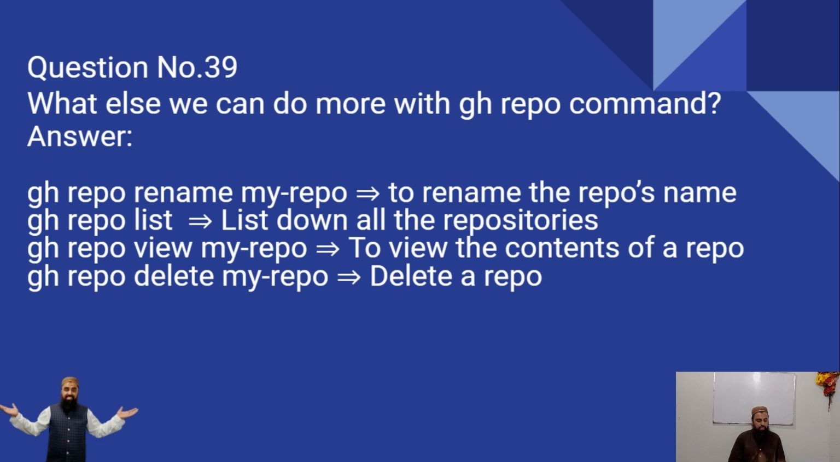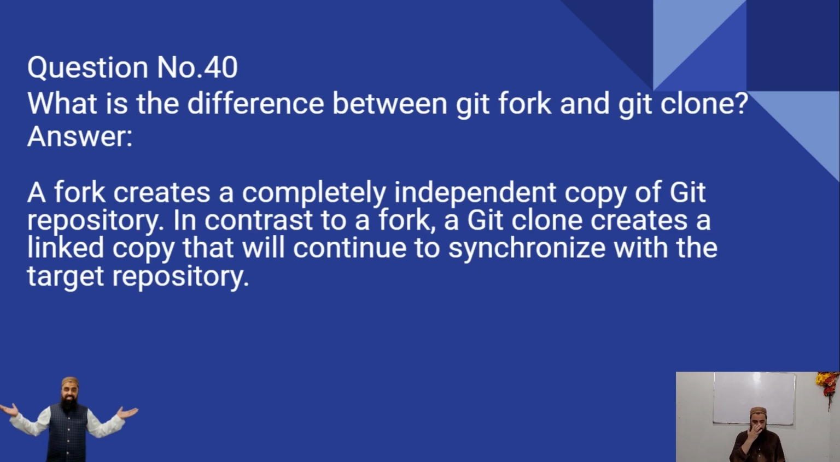So we can use gh repo rename to rename the repository name, gh repo list, and it will list down the repositories. You can remember these are all simple commands: gh repo create, gh repo rename, gh repo list, gh repo view to view the contents of any repository, and gh repo delete and the repo's name to delete a repository. What is the difference between git fork and git clone?